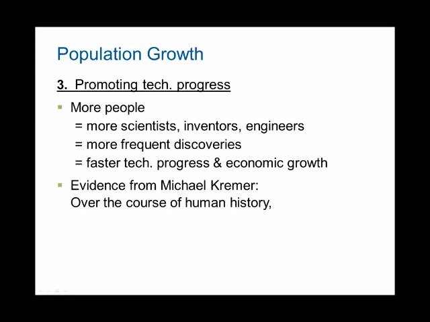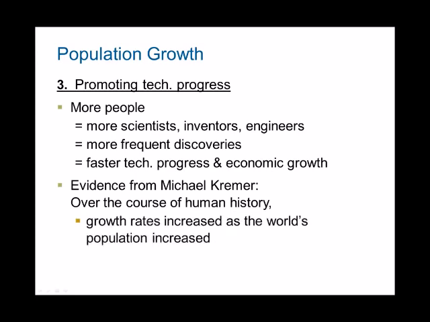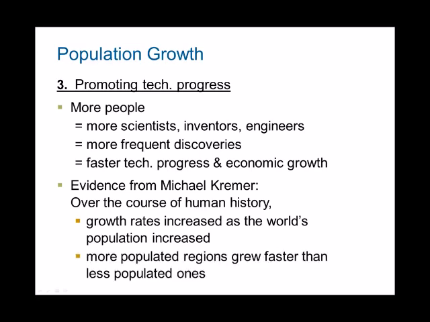Michael Kremer, a very famous development economist, found that over the course of human history, growth rates increased as world population increased. Whenever world population went up, people tended to get wealthier. So population growth is not simply a good thing or a bad thing. It's basically how we use that resource. Michael Kremer also found that more populated regions grew faster than less populated regions. So that's all we have for this chapter.